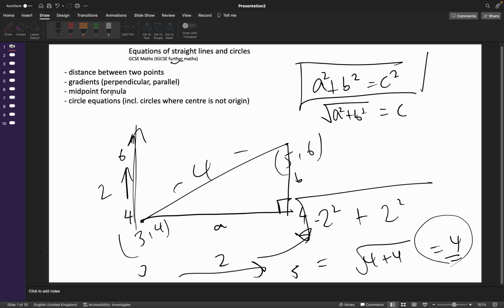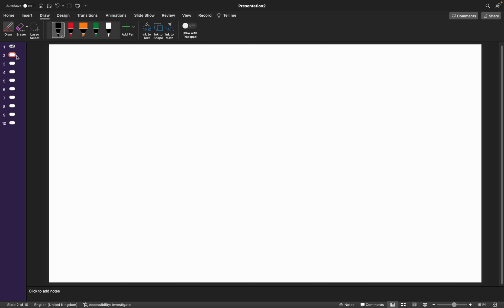Gradients. When you have parallel lines and perpendicular lines, you can easily find the gradient. By that I mean parallel means when you have two lines that do not touch each other infinitely, but they have the same distance between them at all times. This is parallel. So the gradient for parallel lines is the same. We often write gradient as m. So m is the same for parallel lines because they're facing the same angle. So of course the gradient is going to have to be the same.